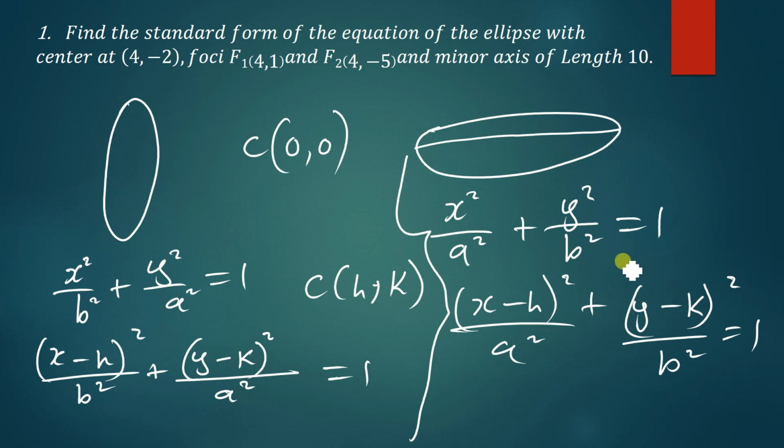Now read through the question again. The question says find the standard form of the equation of the ellipse, and we've been given that the distance from one point to the other point on the minor axis is equal to 10. We know that the distance from the center to that point is the one denoted by b, and the distance from the center to the major vertex is the one that we call a.